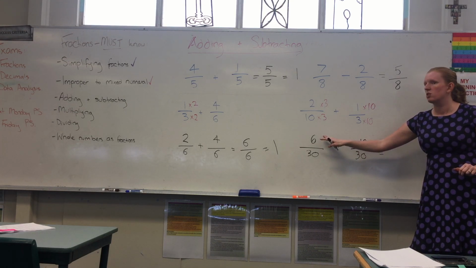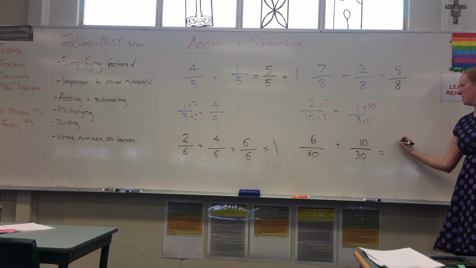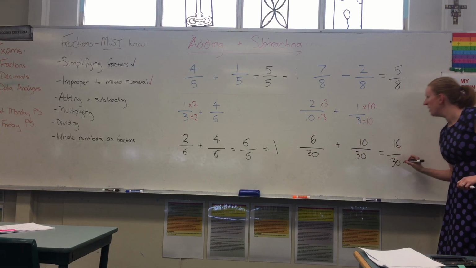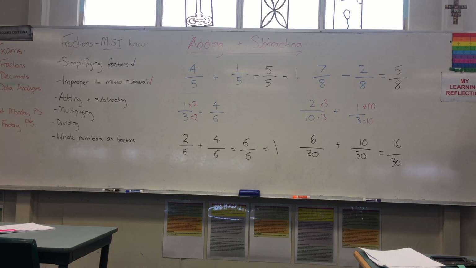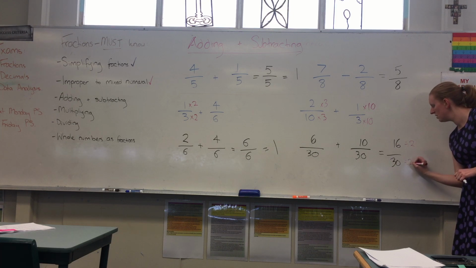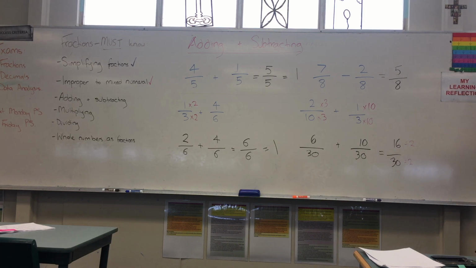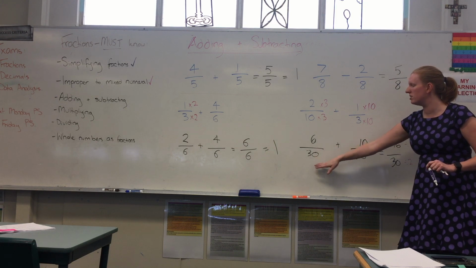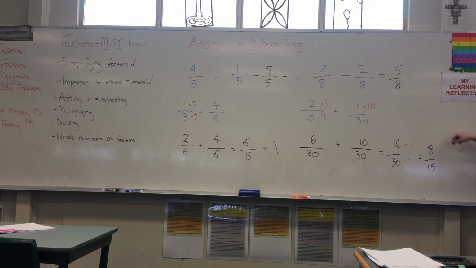So 6 plus 10 is 16 over 30. Can I simplify this any further? Yes, I can. They're both even numbers, which means that I can divide them by 2. So, how many 2s fit in 16? 8. How many 2s fit in 30? 15. There we go. Not only did we turn them into numbers with the same denominator, but then we simplified as far as we could.